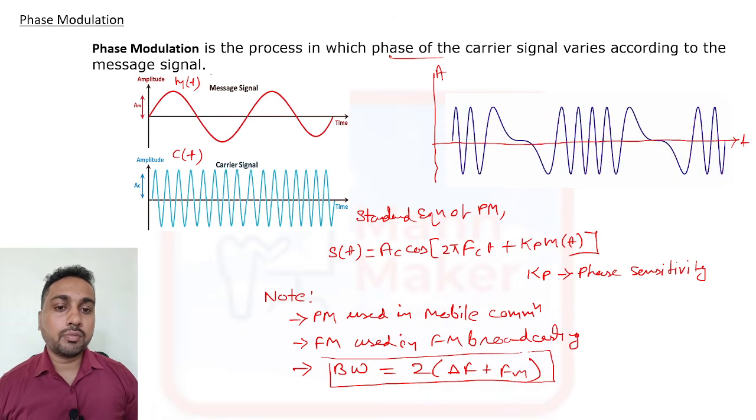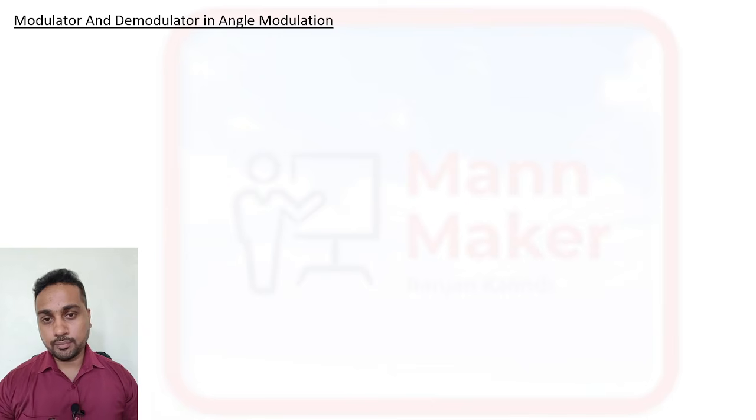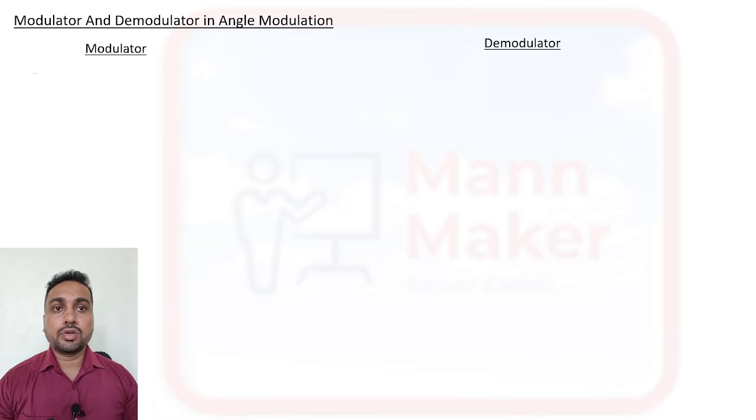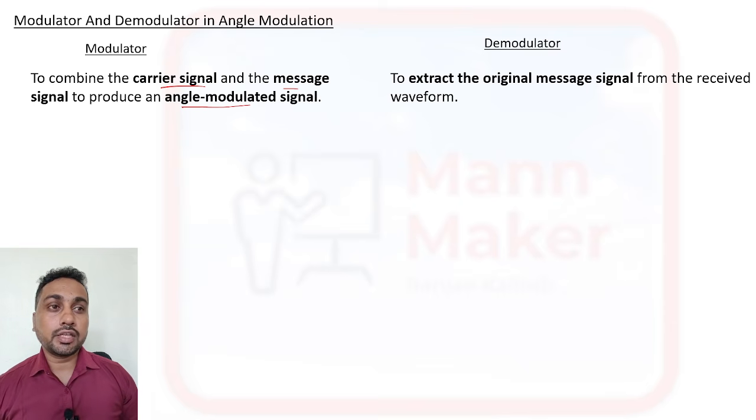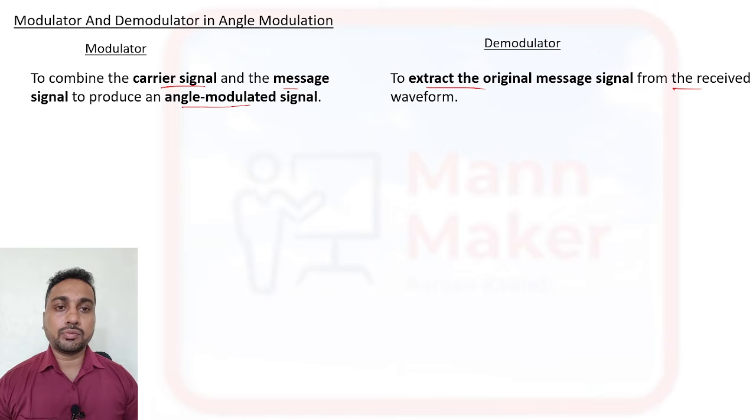Now, as we have a modulator and demodulator in amplitude modulation, the same way we have a modulator and demodulator in angle modulation also. The modulator combines the carrier signal and the message signal and produces the angle modulated signal. The demodulator extracts the original message signal from the received waveform. The same definitions apply for modulator and demodulator.